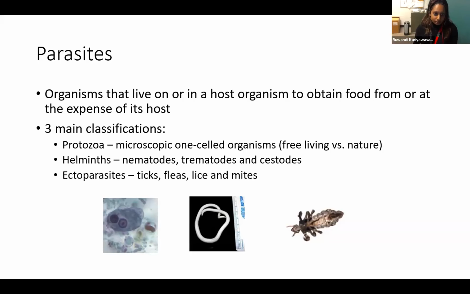There are the helminths, which I'm sure many of you are aware of, worms, so the roundworms like nematodes. There's also the flukes, trematodes, and tapeworms, such as the cestodes, and ectoparasites. So these are organisms like ticks, fleas, lice, mites that can be found on a number of animals as well as humans that can spread disease as well.